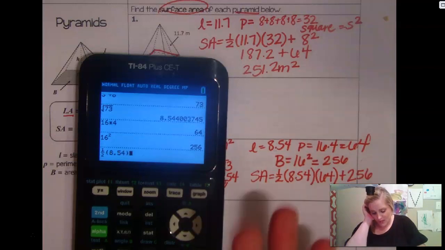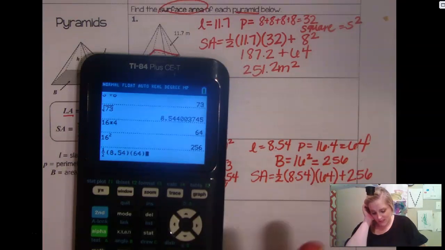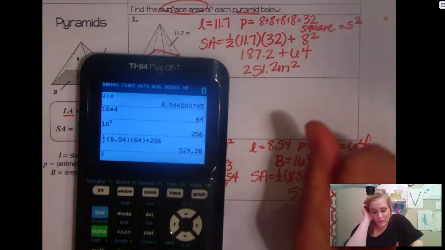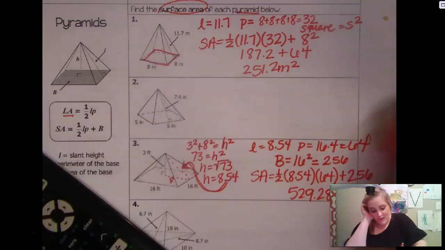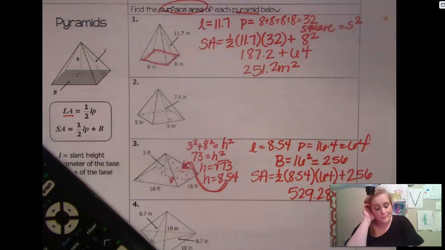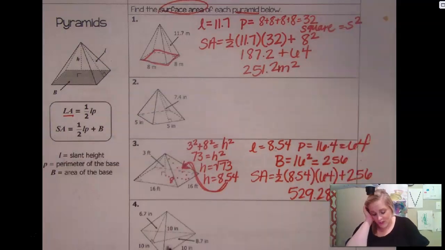Okay, so 1/2 times 8.54 times 64 plus 256. That equals 529.28 feet squared.